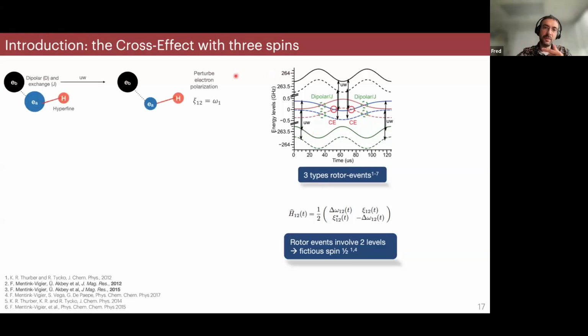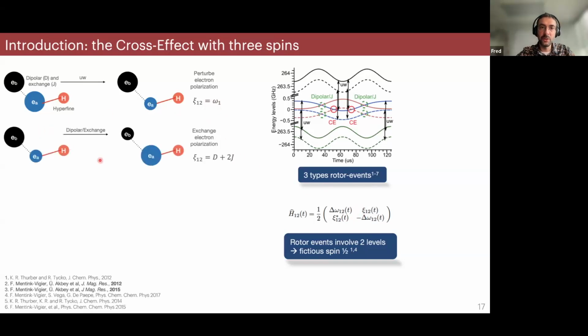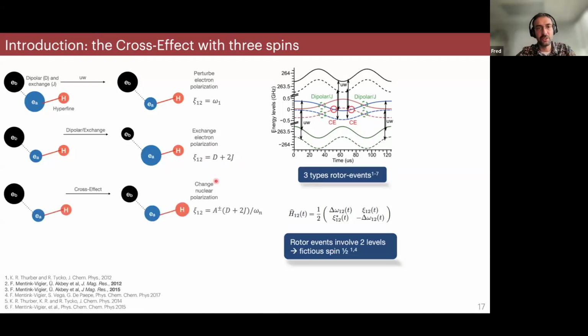And if we dive into the details, you have a microwave, which is one type of crossing where it will affect the polarization of one of the electrons. And then the off-diagonal term would just be the microwave power. Then you have the dipolar and exchange interaction. What they tend to do is actually exchange polarization between the two spins. And in that case, the off-diagonal element would be the dipolar and the exchange interaction.